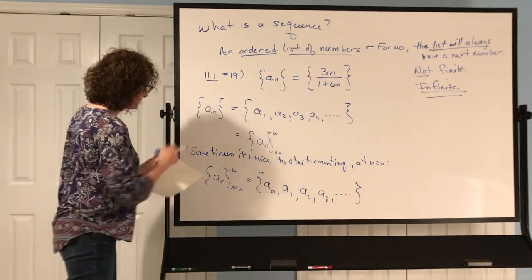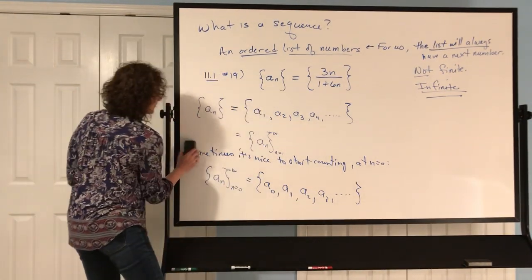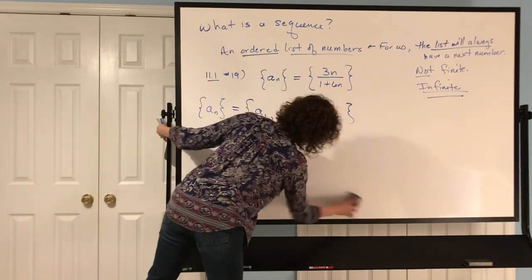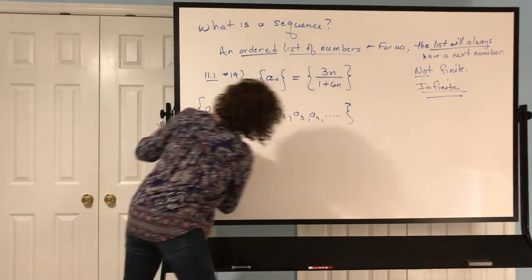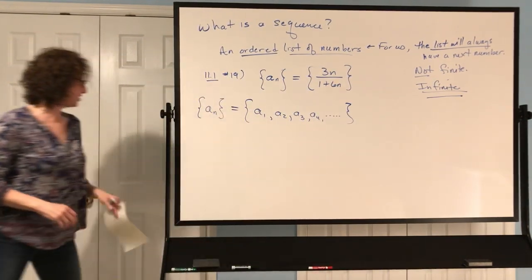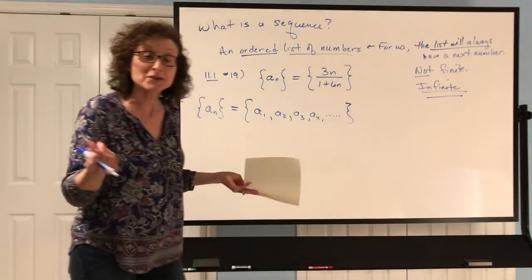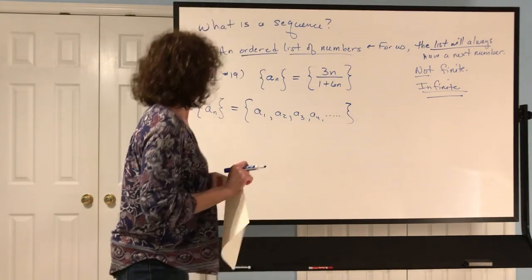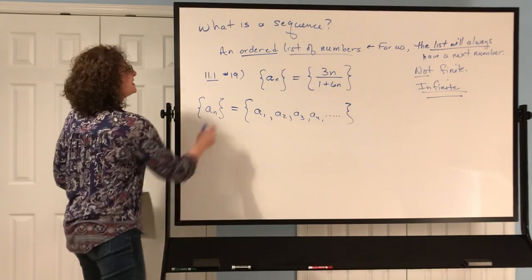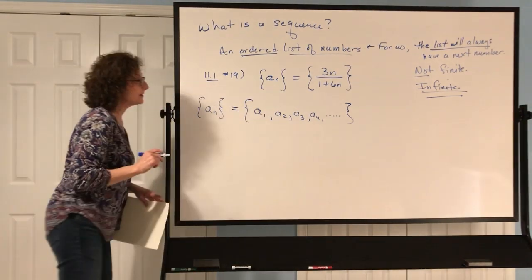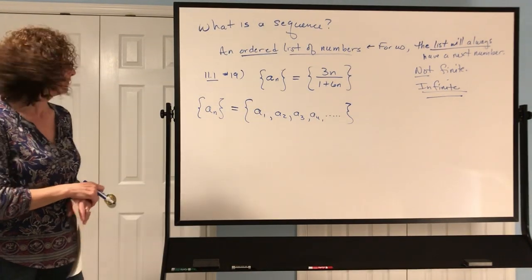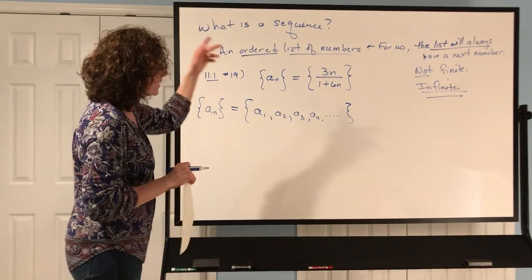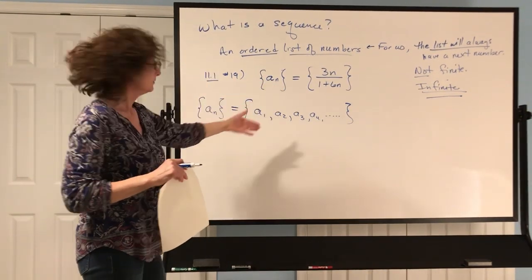Okay, so let's go back to this. Whoops, I guess you might not have gotten a chance to write that down, but now that you have a video, you can stop it and go back and write that down if you want. Okay, so here we are. Let's take a look at this sequence and try to just see what's in it. So what does this mean? We have this ordered list of numbers that goes on forever.